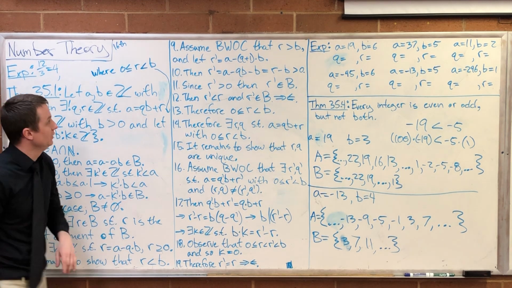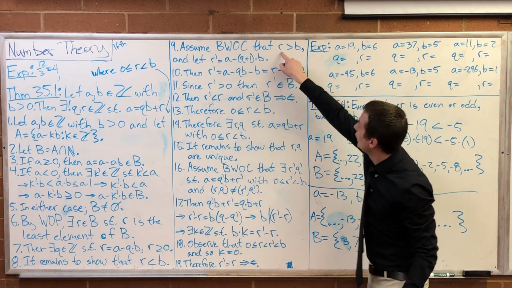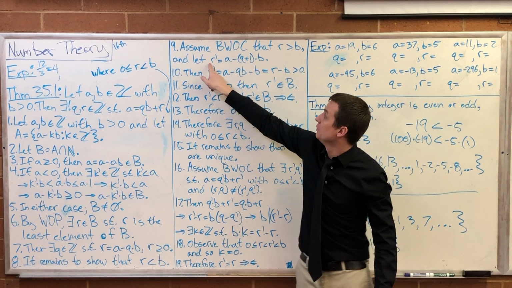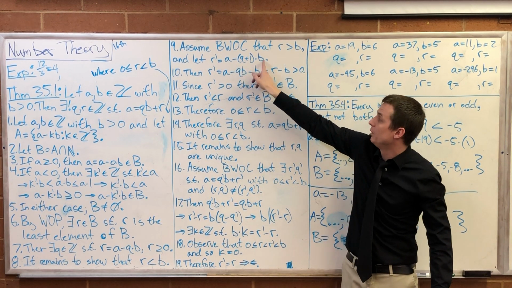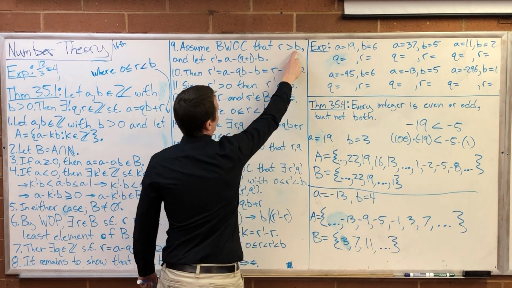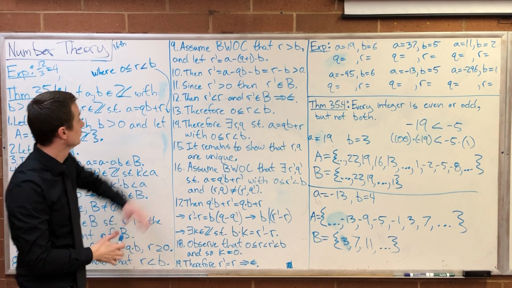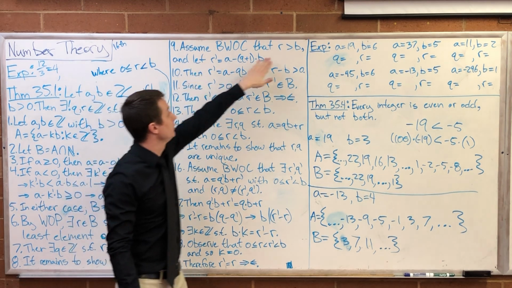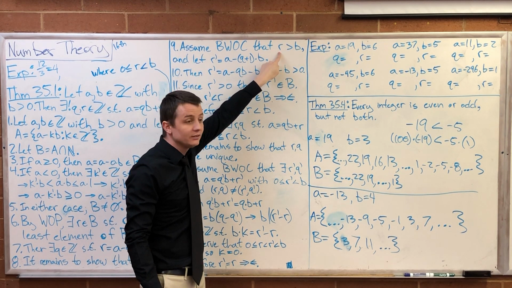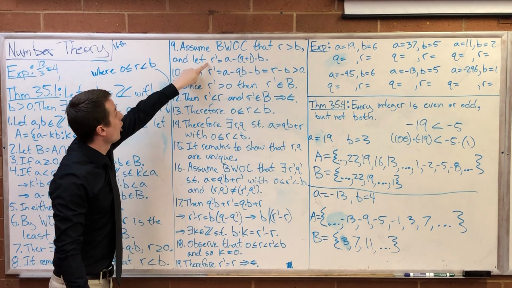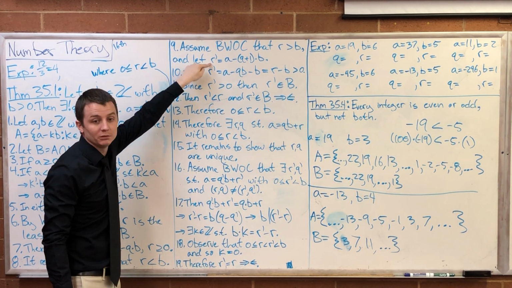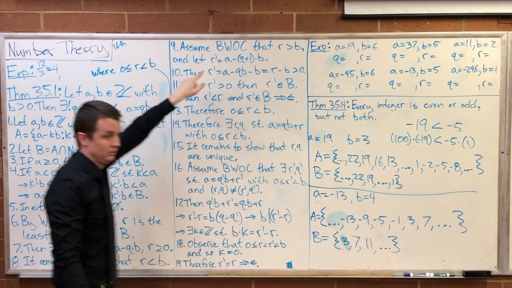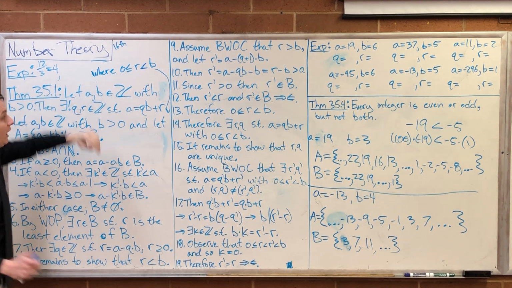So we need to show that R is less than B. Okay. Assume by way of contradiction that R is greater than B. And let R prime be A minus (Q plus 1) times B. It's going to be what you get when you subtract one more B from R. I'm going to show that R prime is also in big B, and that R prime is less than R. Contradiction. R is the least element of big B. Make sense? Alright, that's what we're going to do.